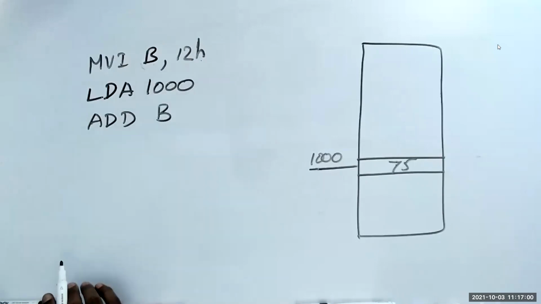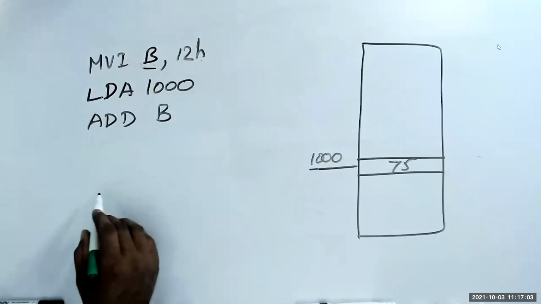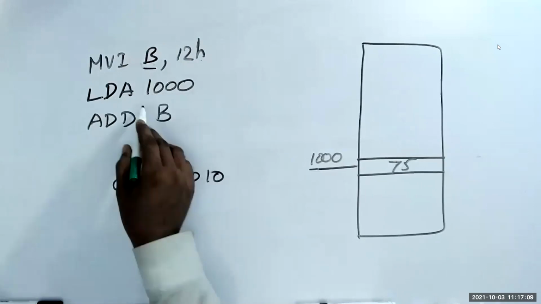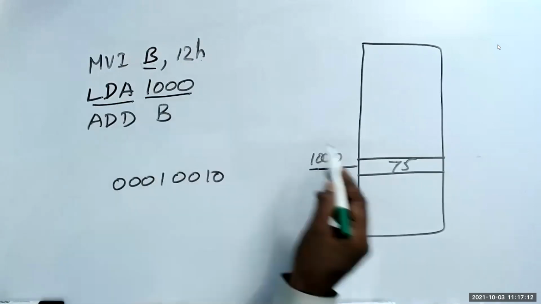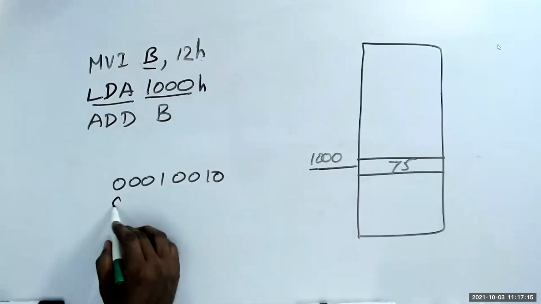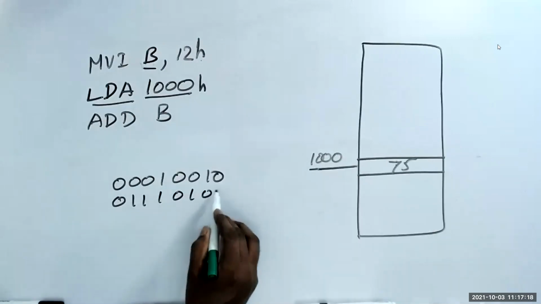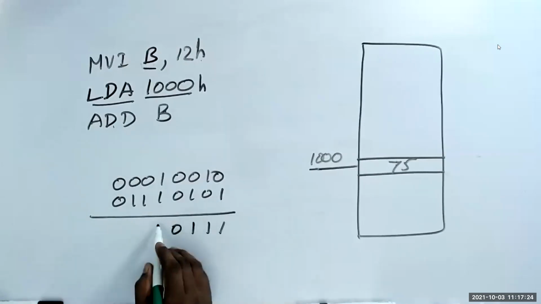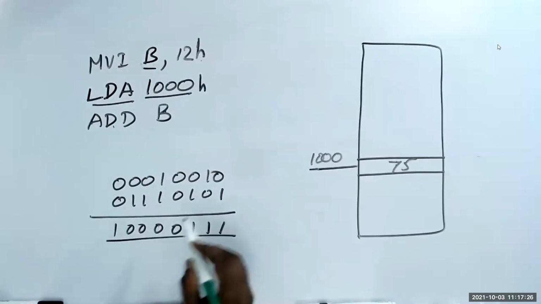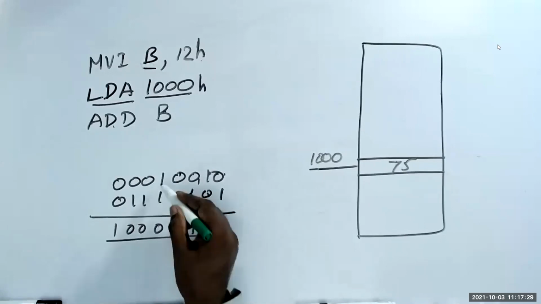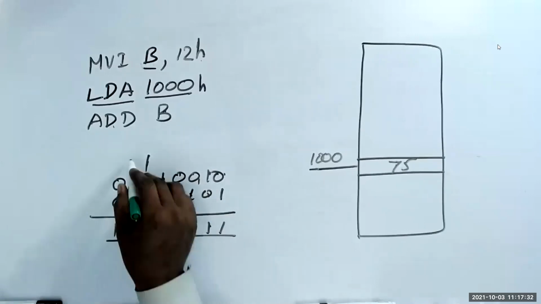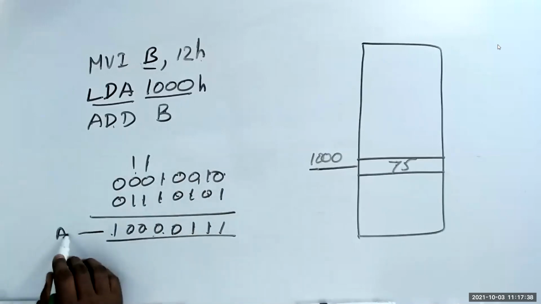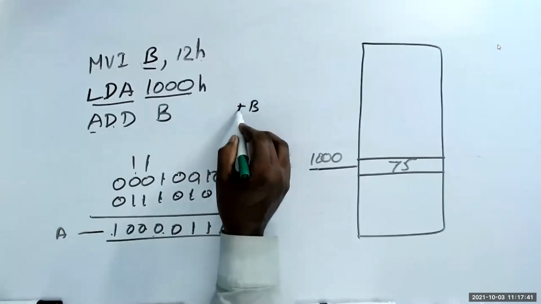This is possible. So now what I do here, the B is 12, and you are loading the accumulator from 1000H, which is 75. Then you are adding: 0101 0101, 0001 0010, with carry, giving 1000 0111. You got this. This is in A now, because add B means B plus A, and put the result in A.